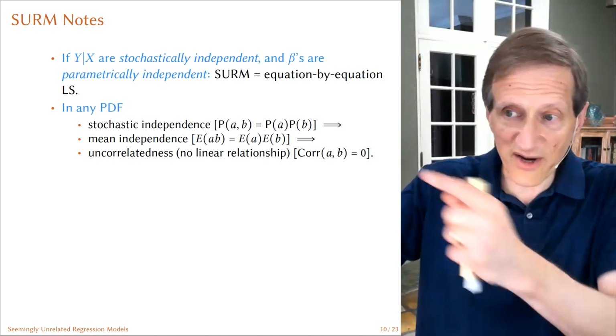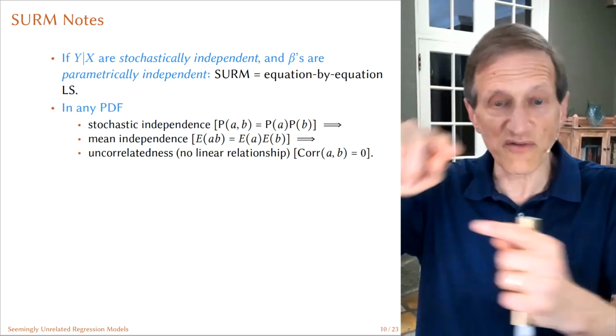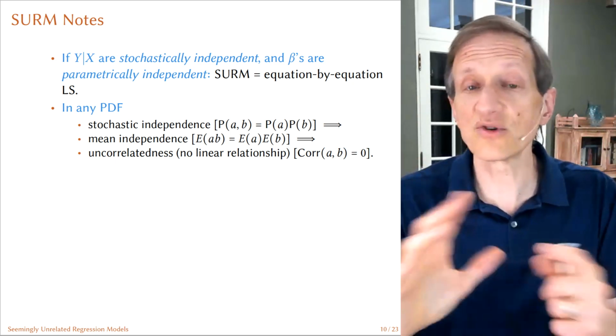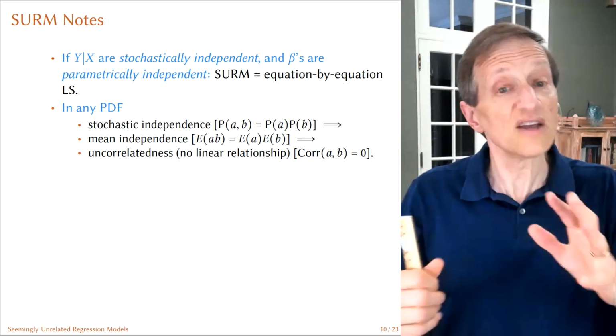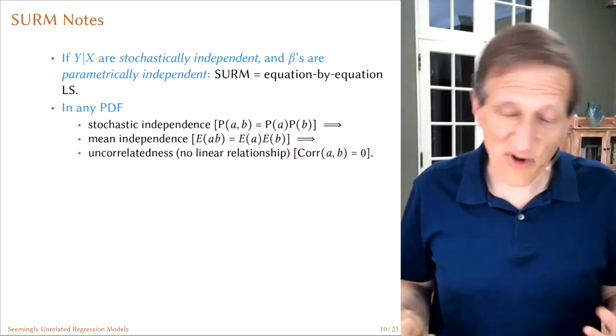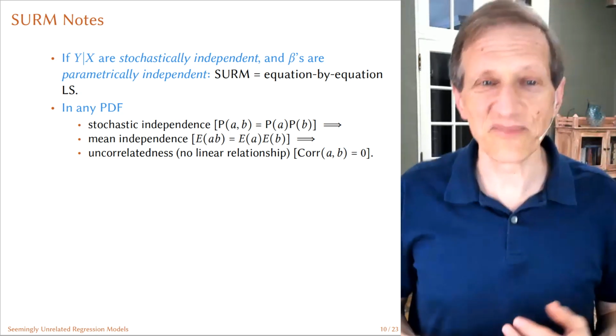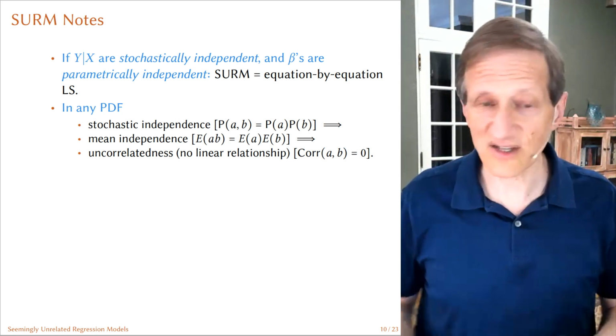But suppose the variances are increasing. If the variances are increasing, then there's no stochastic independence. Okay, so that's perhaps a review, perhaps not. That's true in any probability density function.